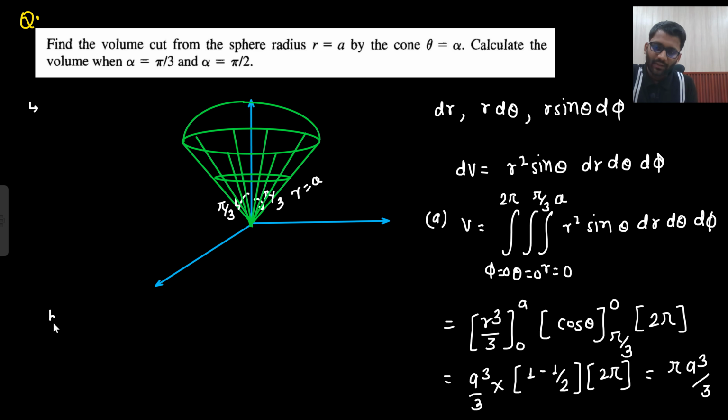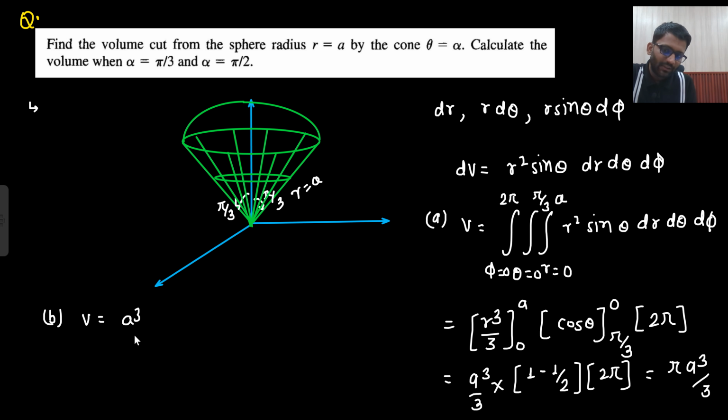Let's see the b part of it. The b part will be the same, just this limit will change. This alpha value will change. Alpha will be pi by 2 and it will look like a hemisphere. Are you getting this point? Theta is equal to alpha only, so theta value will be pi by 2. So it will look like a hemisphere, right?